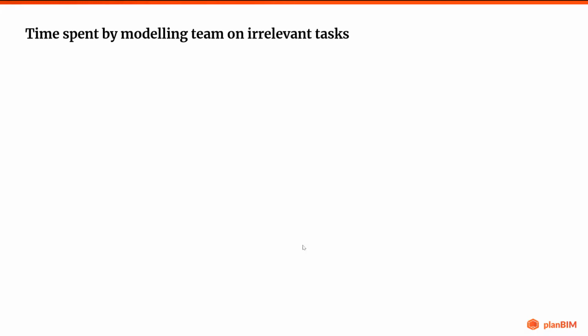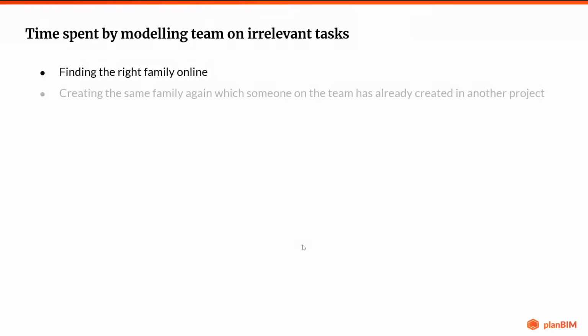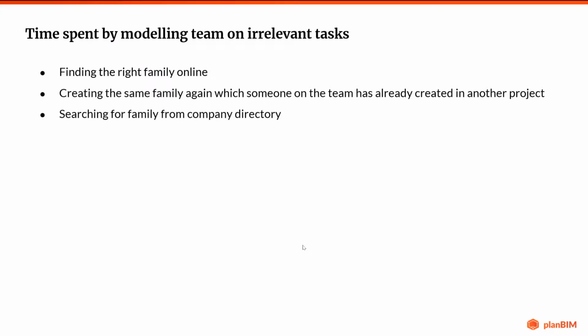And one thing, coming back to the work from home scenario, there's a lot of time spent by the modeling team on irrelevant tasks like finding the right family, creating the same family again which someone on the team has already created in maybe another project, searching for a family from the company directory or company servers. Again, with people geolocated, accessing and searching in Windows is really a big challenge. There are also issues trying to figure out the latest version of the family. So these are some of the things.